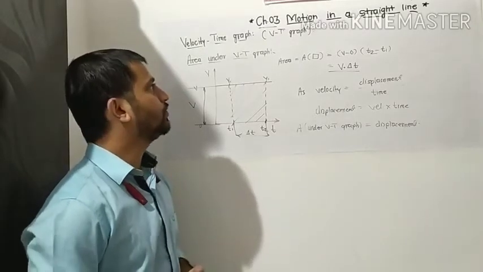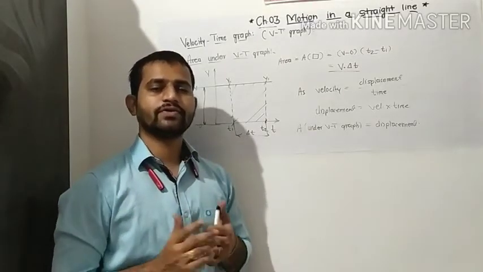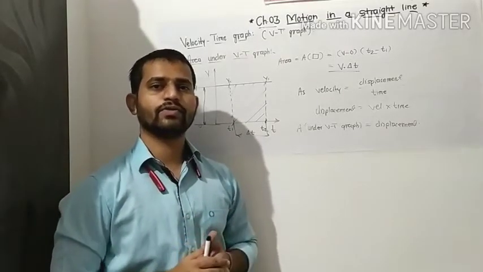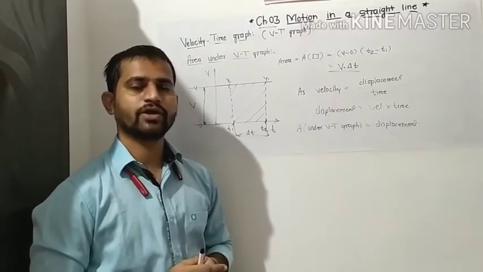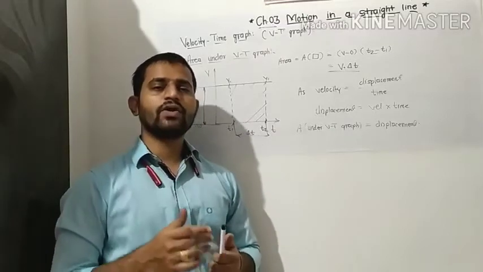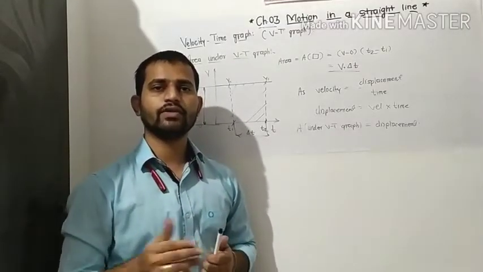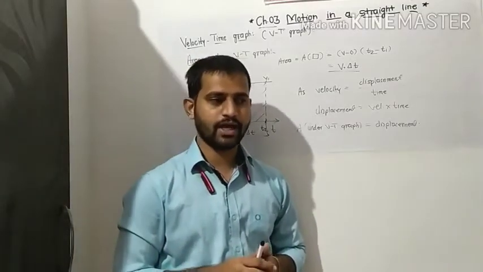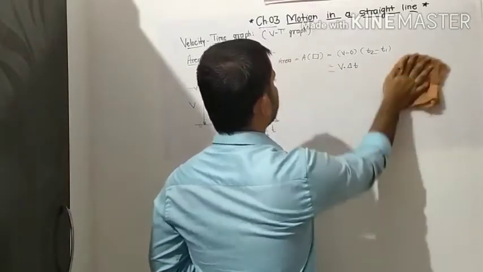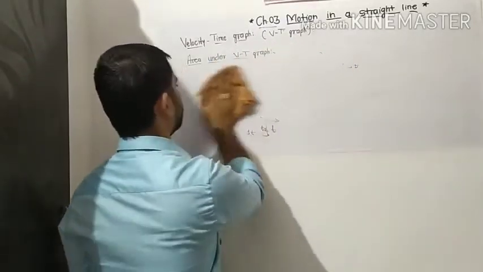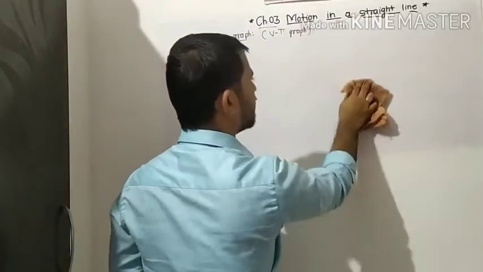Now you can come to know that the area under the VT graph gives us the displacement, and the slope of the VT curve will give us the acceleration. Now what if we get an irregular shaped curve? Then in that case, to find out the area under the irregular shape, we can use some calculus methods.